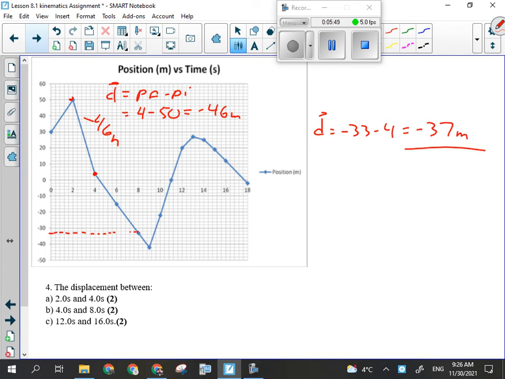And then from 12 to 16 seconds. At 12 seconds, we're right here. That's 20, so that's our initial position. And at time 16 seconds, we're here, 12.